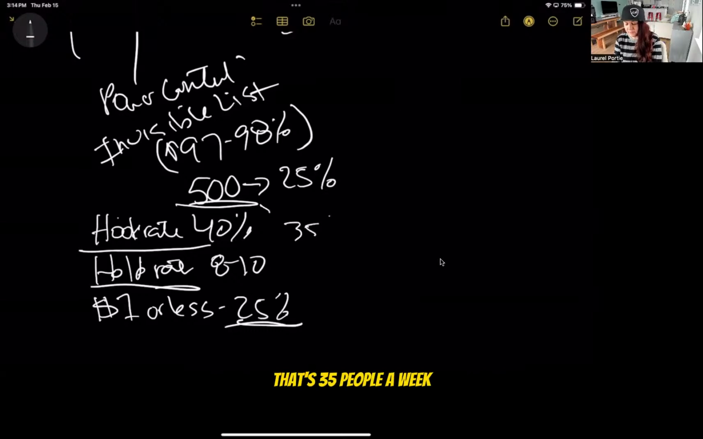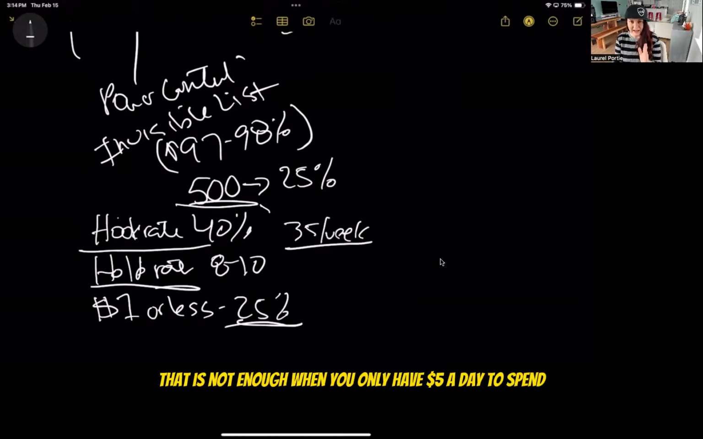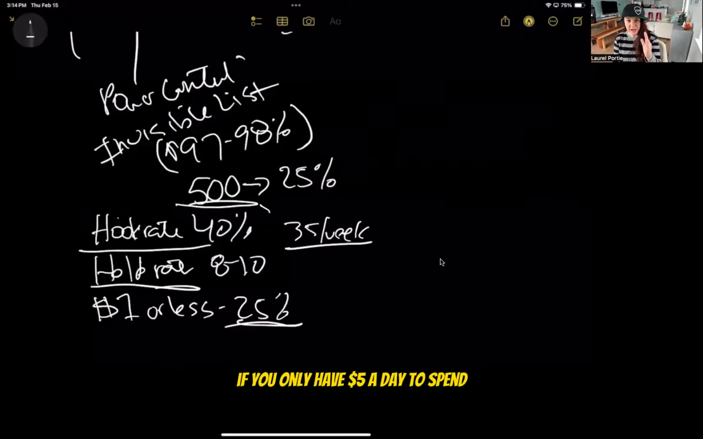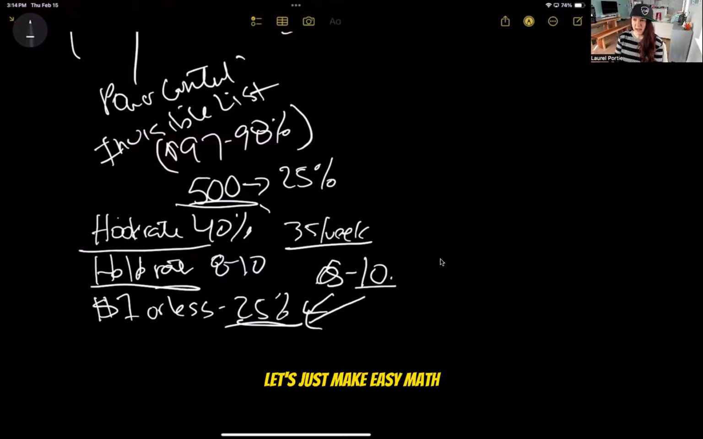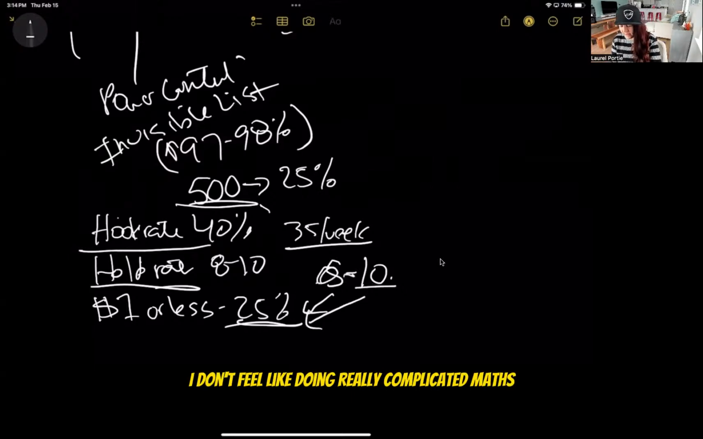That's 35 people a week. That is not enough when you only have $5 a day to spend. If you only have $5 a day to spend, you want to get your 25% views to 5 to 10 cents. Because if you are only paying 10 cents, let's just make easy math. I don't feel like doing really complicated math.